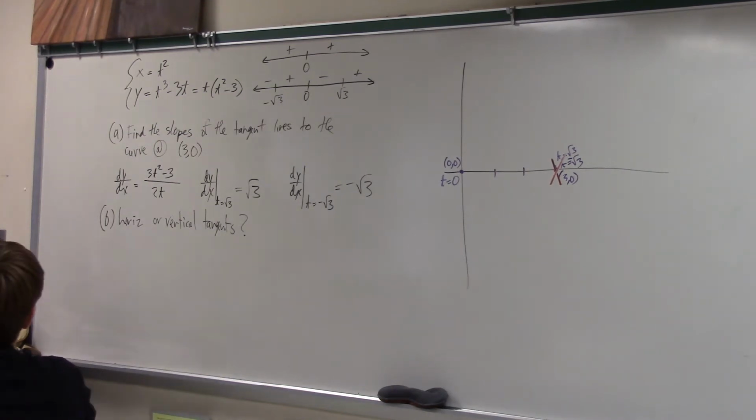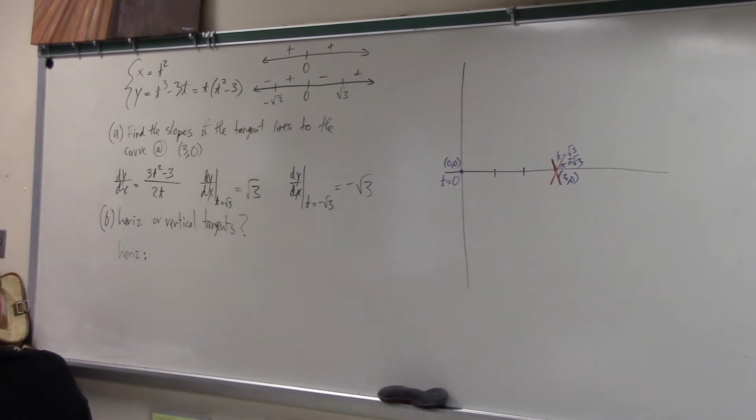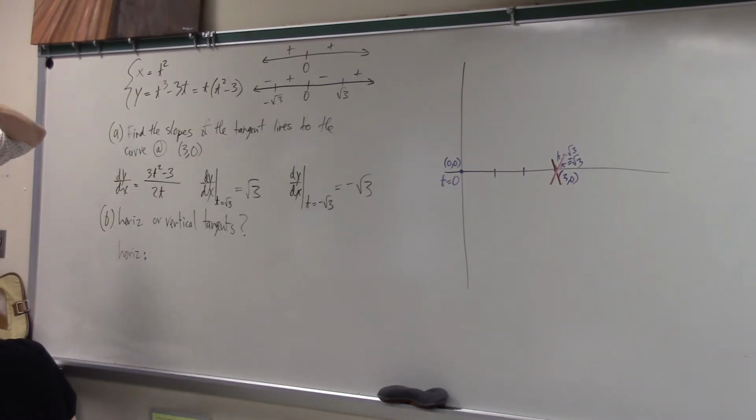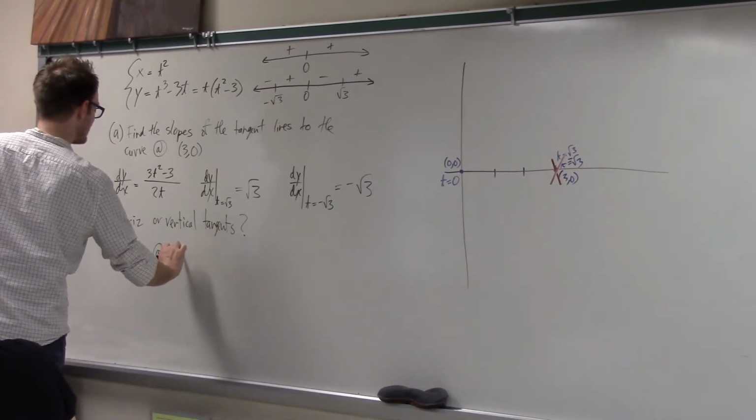Well, let's do horizontal first. Where do I have a horizontal tangent line? T equals 1, negative 1 and 1. Whenever dy dx is 0, I'll have a horizontal tangent line, which is going to be whenever the numerator is 0, which is at t equals plus or minus 1, right? Is everyone okay with that? I hope you are. T equals plus or minus 1.